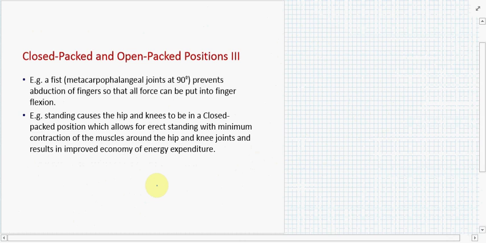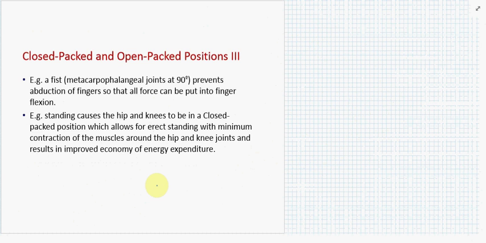Think about it in terms of your knuckle joints and your finger joints. So, a fist, right, where your metacarpophalangeal joint is at 90 degrees, prevents abduction or separation of your fingers so that all the force can be put into finger flexion, right? So, bending your fingers whenever you are carrying a bag actually facilitates your ability to carry that bag. It requires little muscular force because the joint's already reinforced by the ligaments and tendons surrounding that joint. Okay, so when you have a fist, it's very difficult to pull your fingers apart, and when your fingers are open, it's more in a loose pack position and you have greater mobility and range.